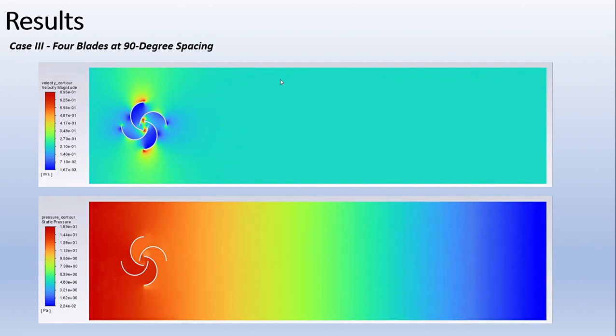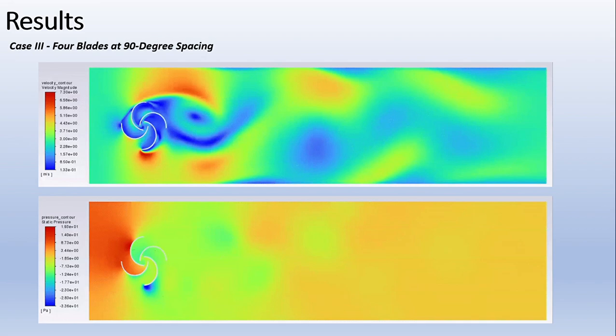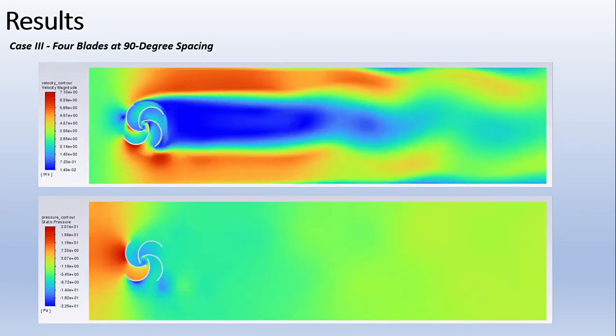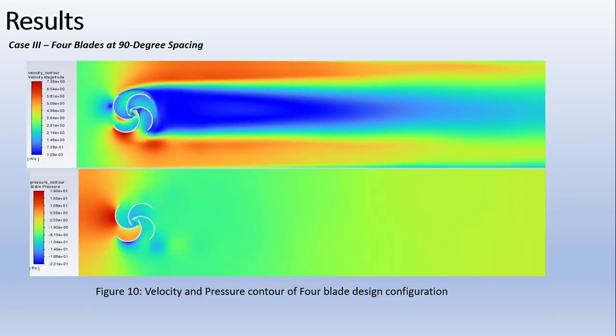Finally, these are the videos of the velocity contour and pressure contour of the third case, which is 4 blades at 90 degree spacing. And these are the figures of the velocity and pressure contour of the 4 blade design configuration for the third case.